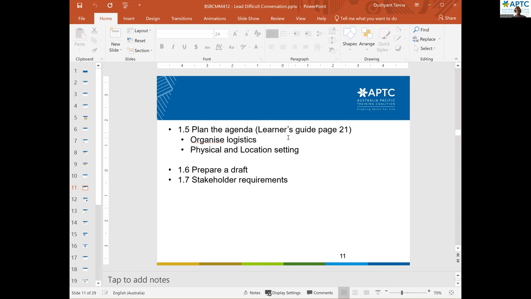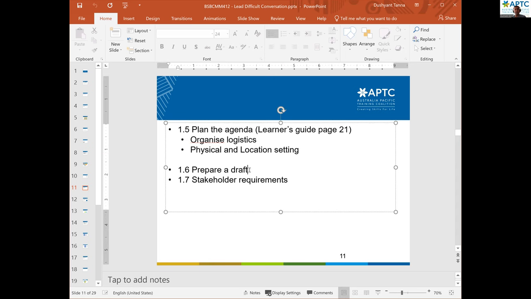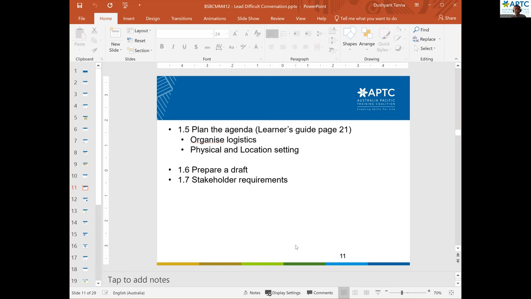You can set a meeting in some western province of Solomons, which is, I'm just saying as an example, not that accessible. Then out of 10, maybe only 5 would attend. Next thing is prepare the draft and meet any stakeholder requirements.